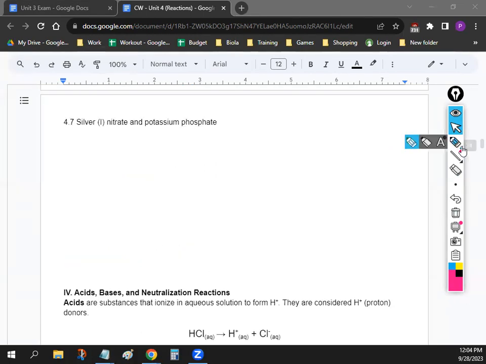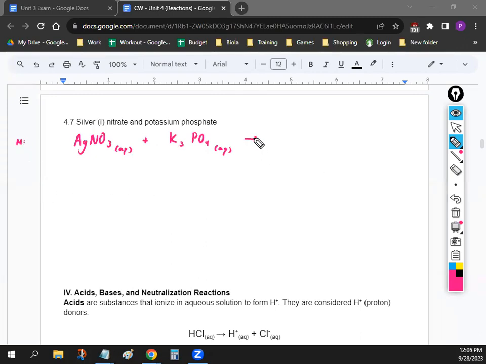All right, so let's go over this one. So silver 1 nitrate. I'm just gonna give you guys the equations. If you guys have any questions about it, please let me know. But silver 1 nitrate is AgNO3, and since it has nitrate, that's gonna be aqueous. And then for the next one, we have potassium phosphate, which will be K3PO4. And since it has potassium, it's going to be aqueous. Okay. All good with that?